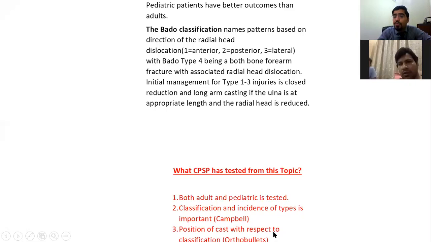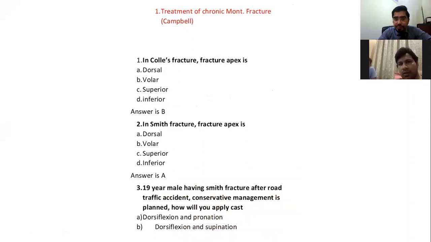What is the position of the cast with respect to classification? If there is Bado type 1, flexion 110 degrees. If Bado type 2, then you keep on reducing the flexion. So it is written in Orthobullets. So CPSP has tested Monteggia fracture, its classification with incidence, and the position of the casting.